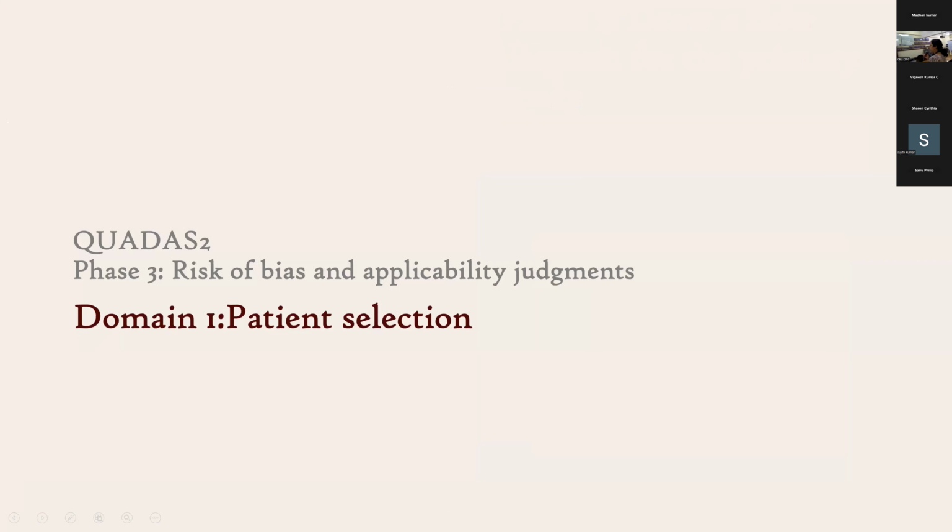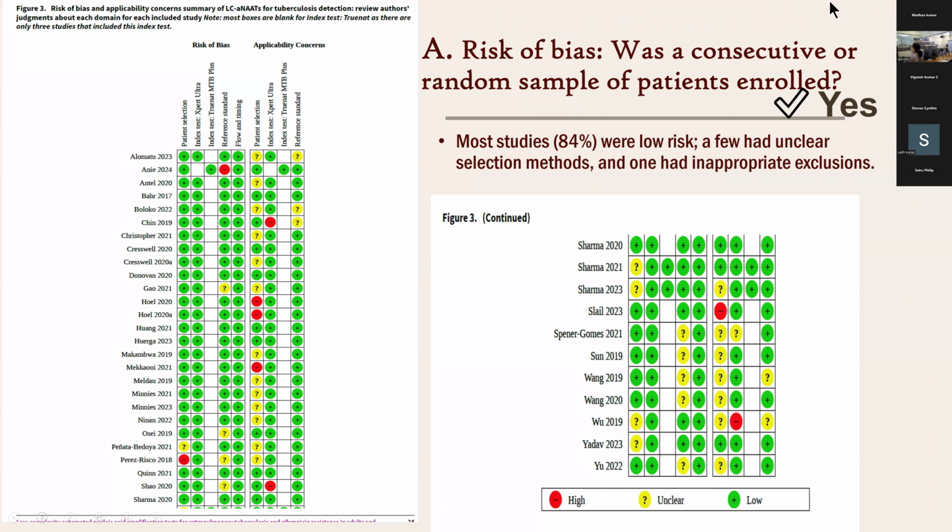So that was the initial 2 phases of QUADAS. Now comes the main part of QUADAS, which is phase 3, which looks at risk of bias and applicability judgment. That has 4 domains. The first domain is patient selection. The first question is, was a consecutive or random sample of patients enrolled? This is how that final risk of bias tool is presented.